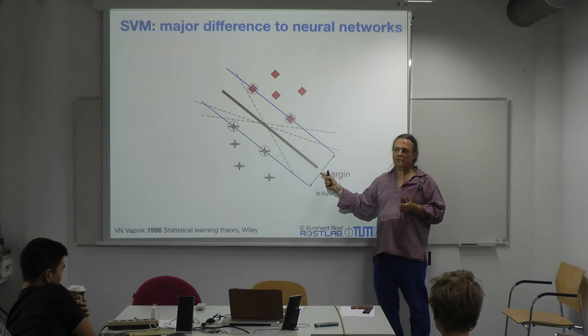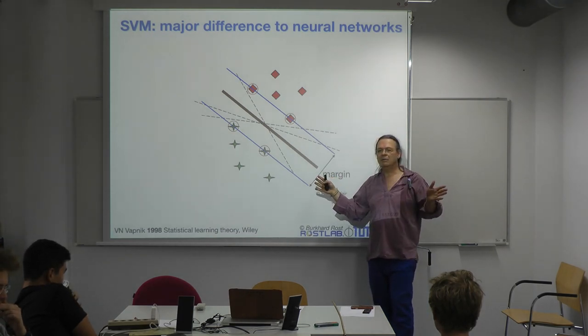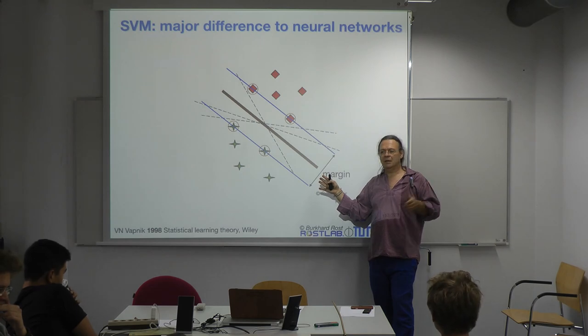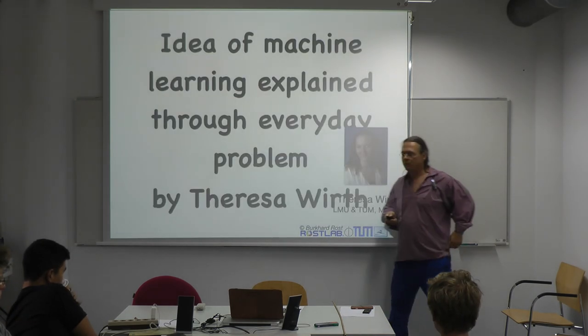So that's the danger. The SVM works very well if you have a clean data set and can live with very, very few data points. When you have a very noisy data set, you need neural networks. That ultimately is the point.